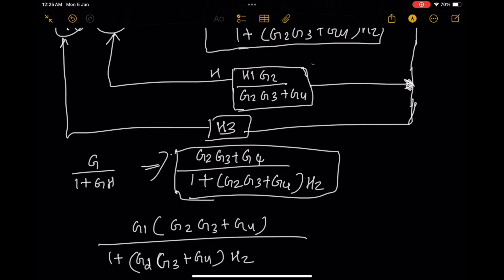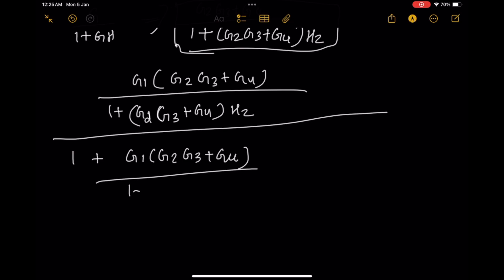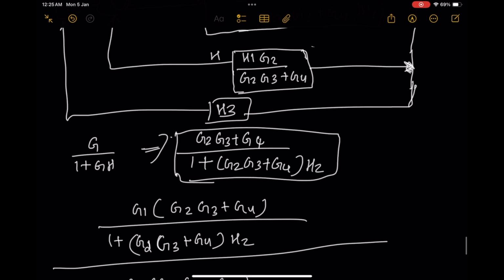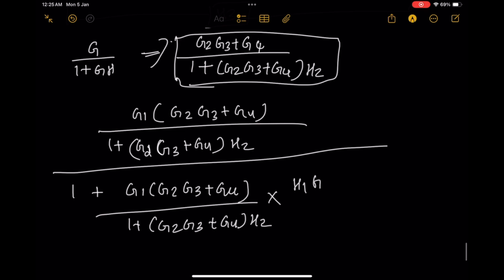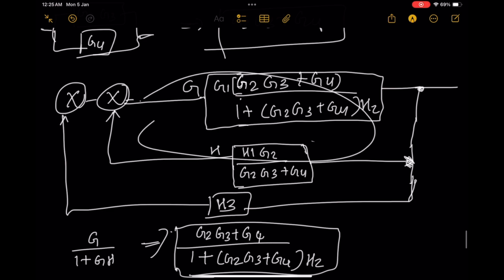That is the G term divided by our equation on applying, 1 plus GH. So I'm writing G here first, into the H term. The H term is H1G2 divided by (G2 G3 plus G4). Okay. On solving this, we can say that we'll get the reduced block of this particular loop. I'm going to solve this equation.